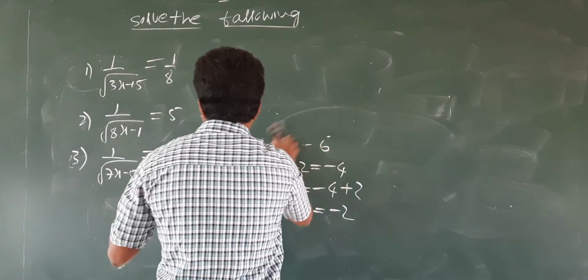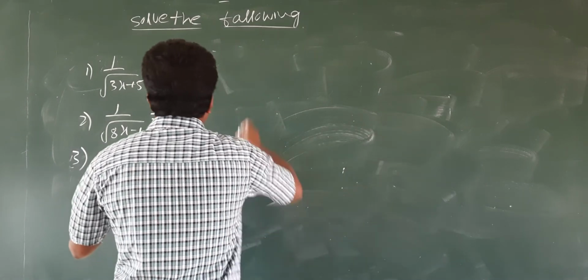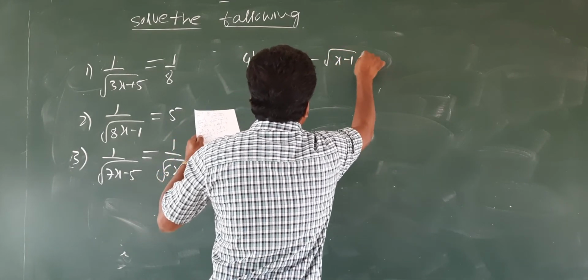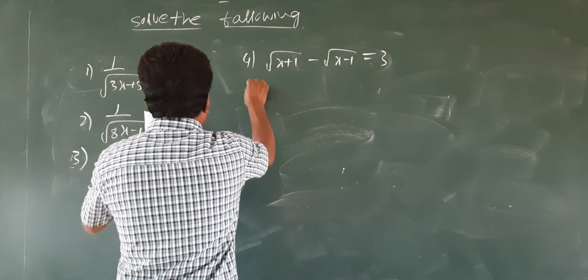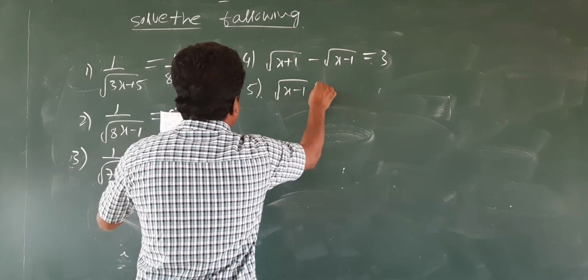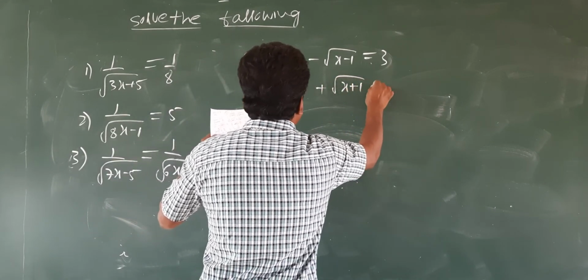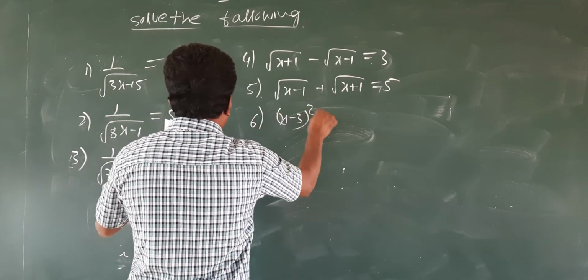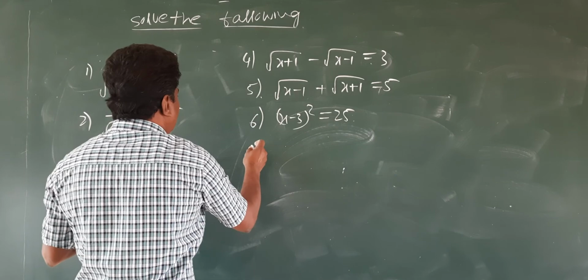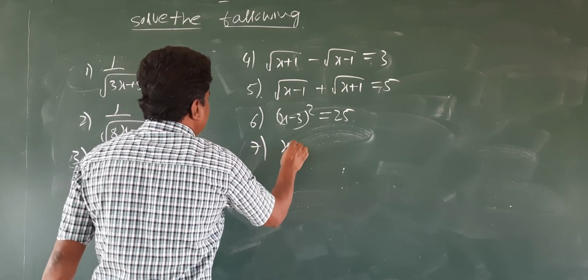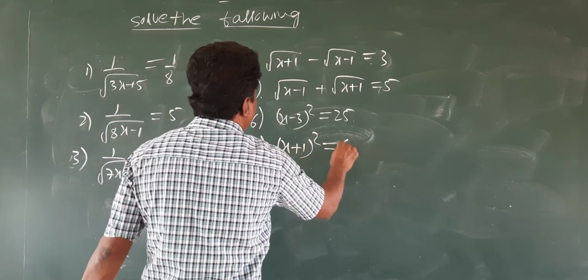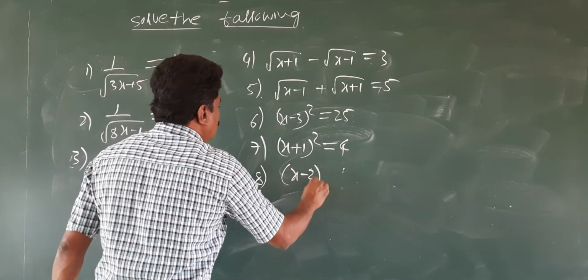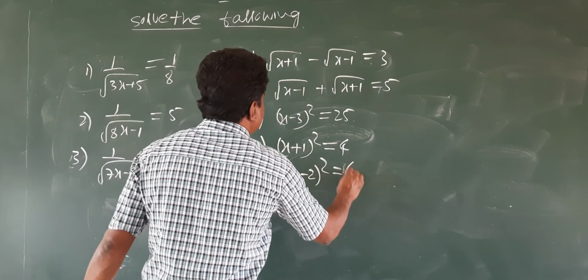Next question is root x plus 1 minus root x minus 1 is equal to 3. One more question is root x minus 1 plus root x plus 1 is equal to 5. Next question is x minus 3 whole square equals 25. One more question is x plus 1 whole square is equal to 4. One more question is x minus 2 whole square is equal to 64.